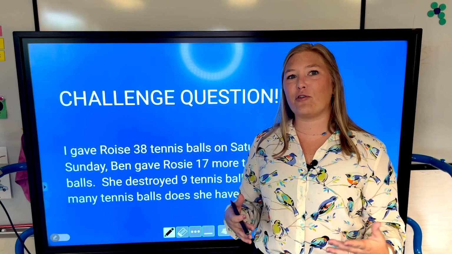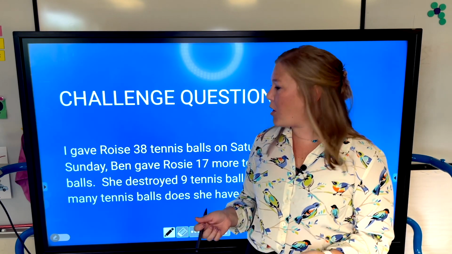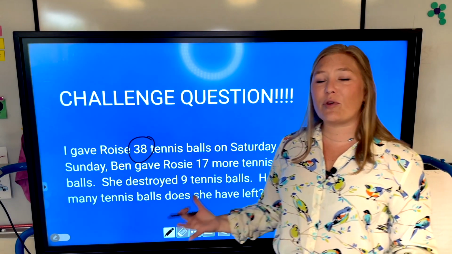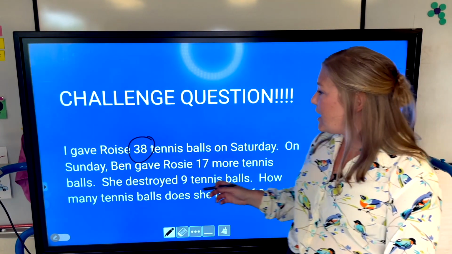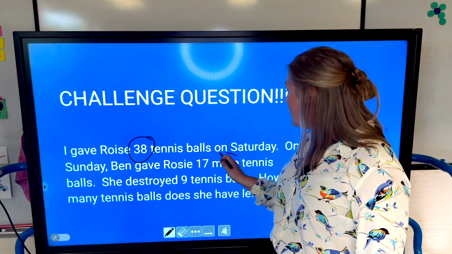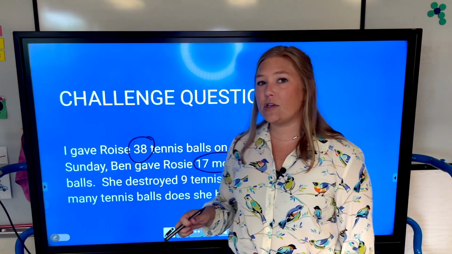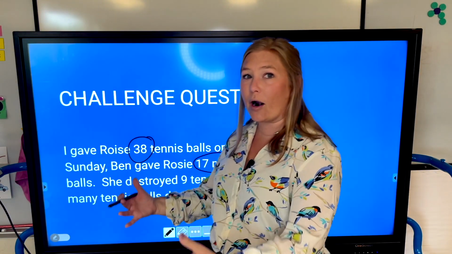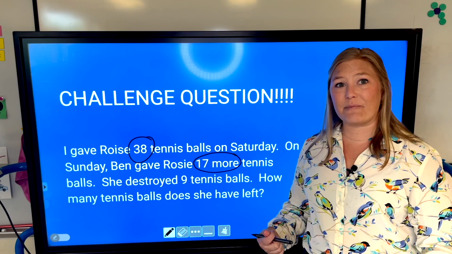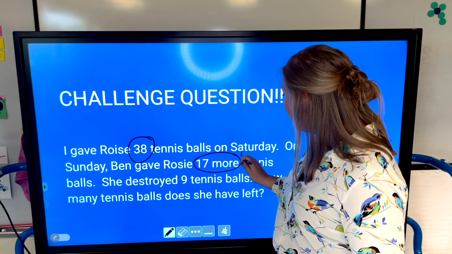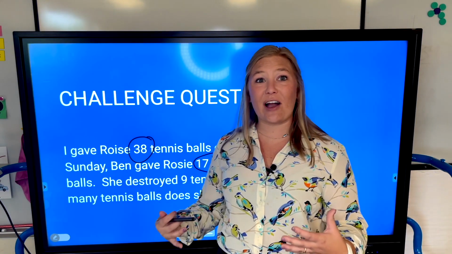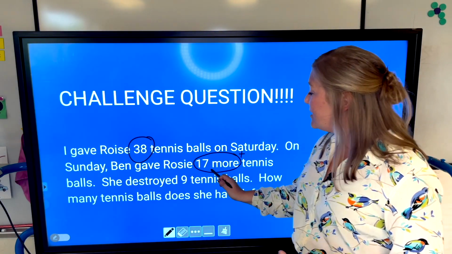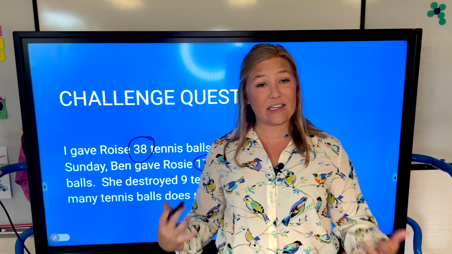Let's go ahead and highlight those important parts to help you solve this problem. Well, I gave Rosie 38. So she started with 38 tennis balls. But then Ben gave her 17 more. So she got more tennis balls. When we hear that word more, am I going to be adding or subtracting? I'm going to be adding. So to find out how many tennis balls she got from Ben and I, we're going to need to add 17 to 38 to find out how many tennis balls she had.